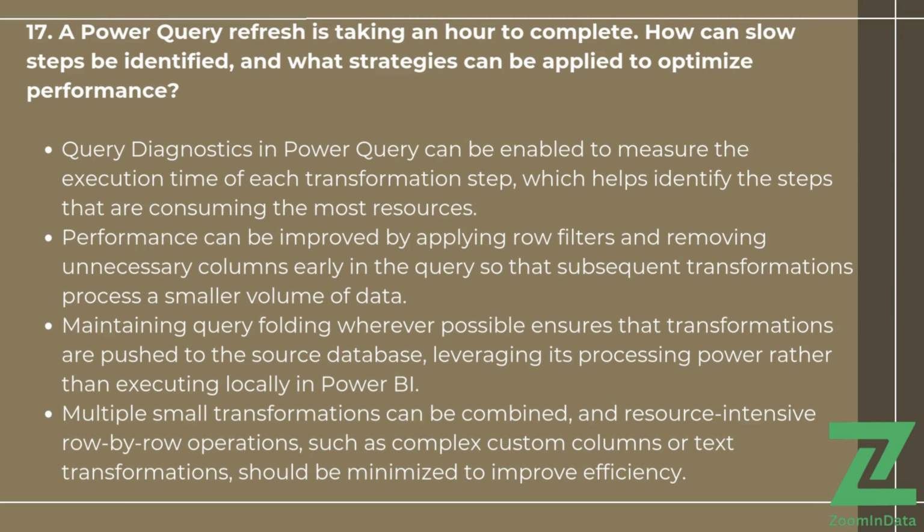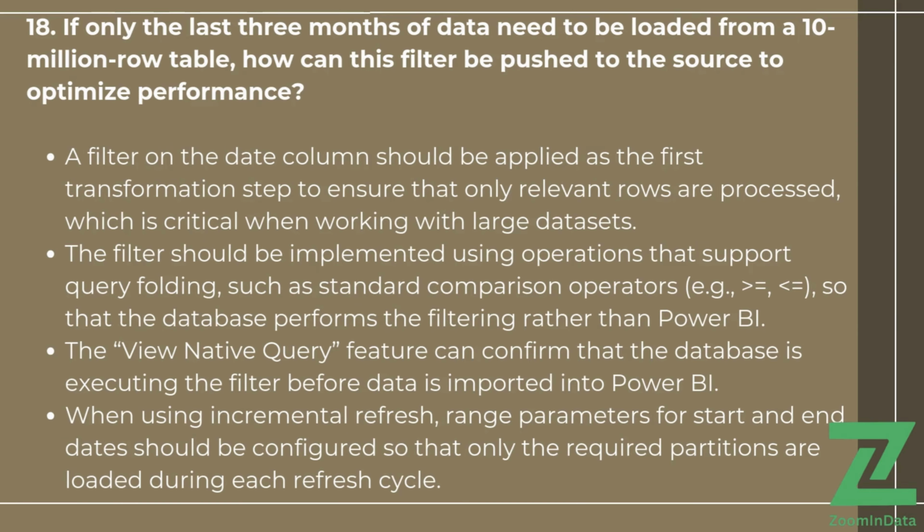Performance can be improved by applying row filters and removing unnecessary columns early in the query so that subsequent transformations process a smaller volume of data. Maintaining query folding wherever possible ensures that transformations are pushed to the source database, leveraging its processing power rather than executing locally in Power BI. Multiple small transformations can be combined, and resource-intensive row-by-row operations, such as complex custom columns or text transformations, should be minimized to improve efficiency.